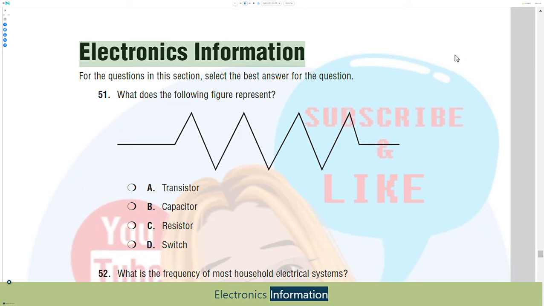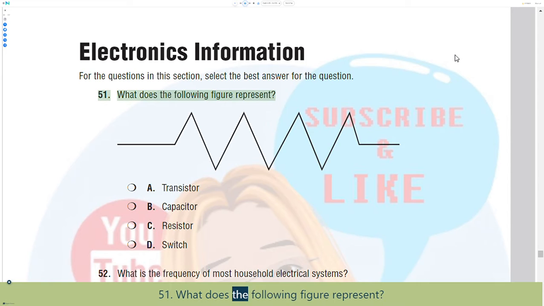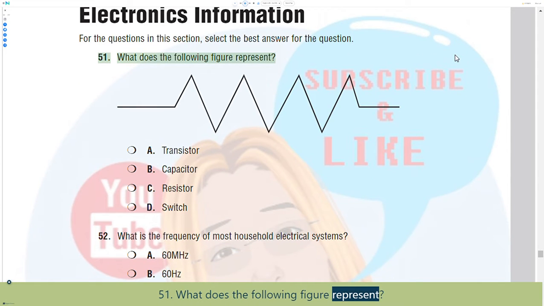Electronics information. For the questions in this section, select the best answer for the question. 51. What does the following figure represent? A. Transistor. B. Capacitor. C. Resistor. D. Switch.